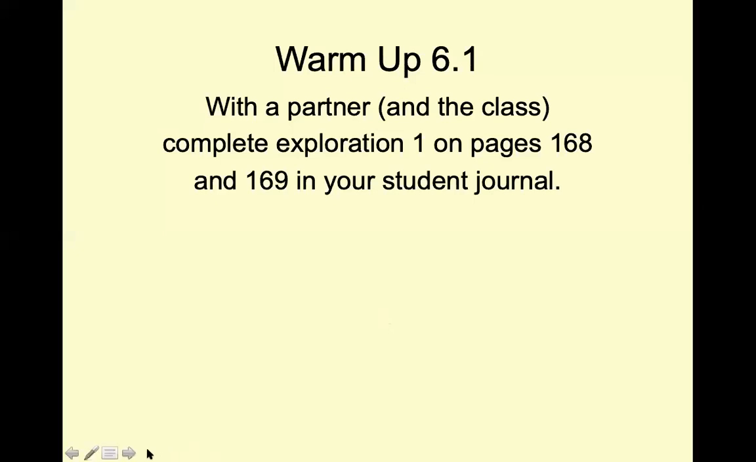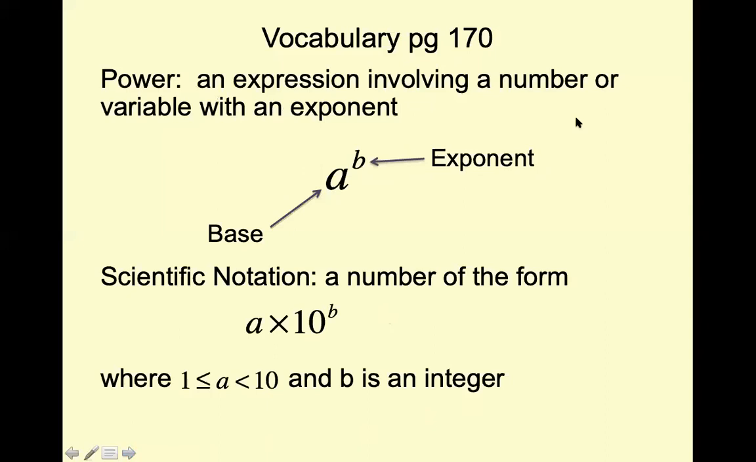All right, welcome back. Let's look at the next slide. You have some vocabulary to write down in your journal on page 170. A power is an expression involving a number or a variable with an exponent. Remember, this big number here is called the base. The little number is called the exponent. Scientific notation is a number in the form a times 10 to some power b, where a is between 1 and 10, but it's not equal to 10, notice that, but it can be equal to 1. And b is an integer.